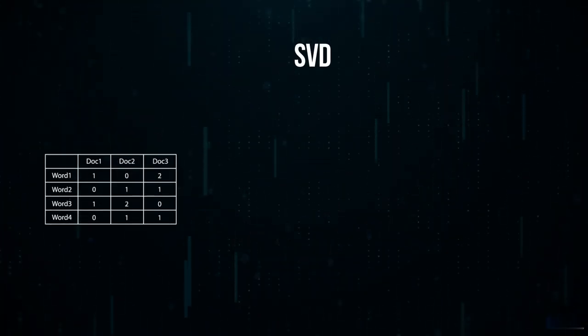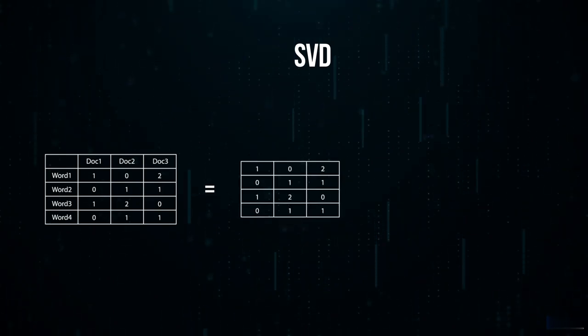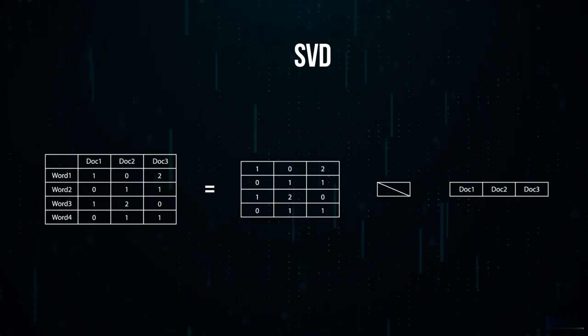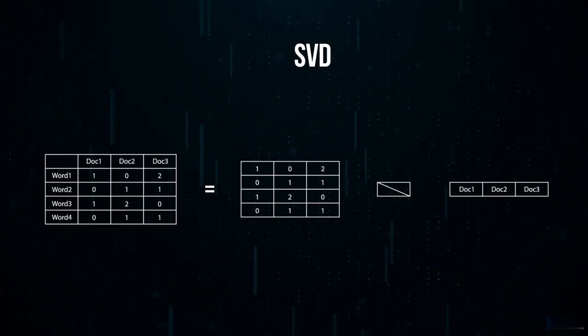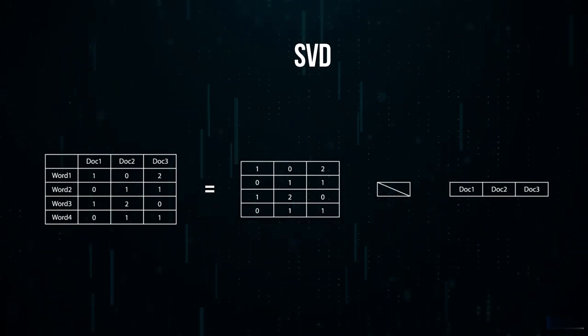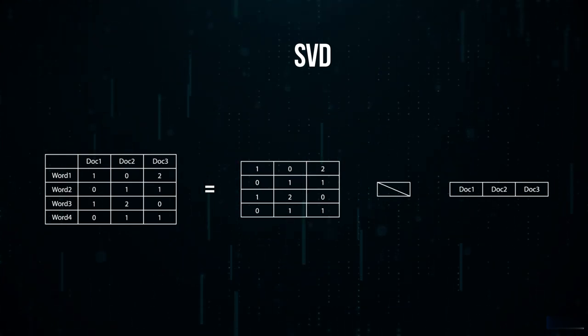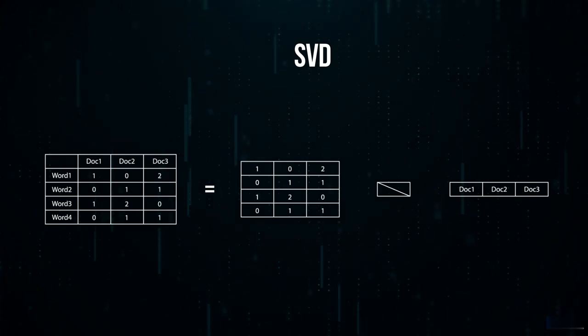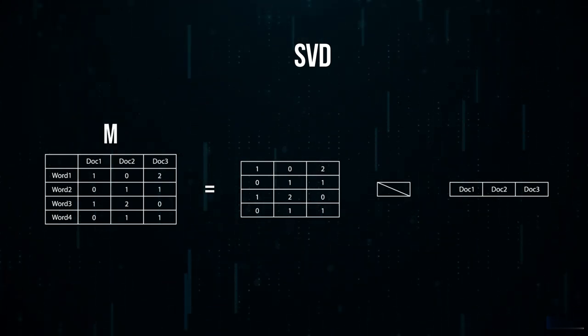SVD recreates text documents into different vectors. Each vector expresses a different way of looking at meaning in the text. The vectors can be expressed by the following equation.